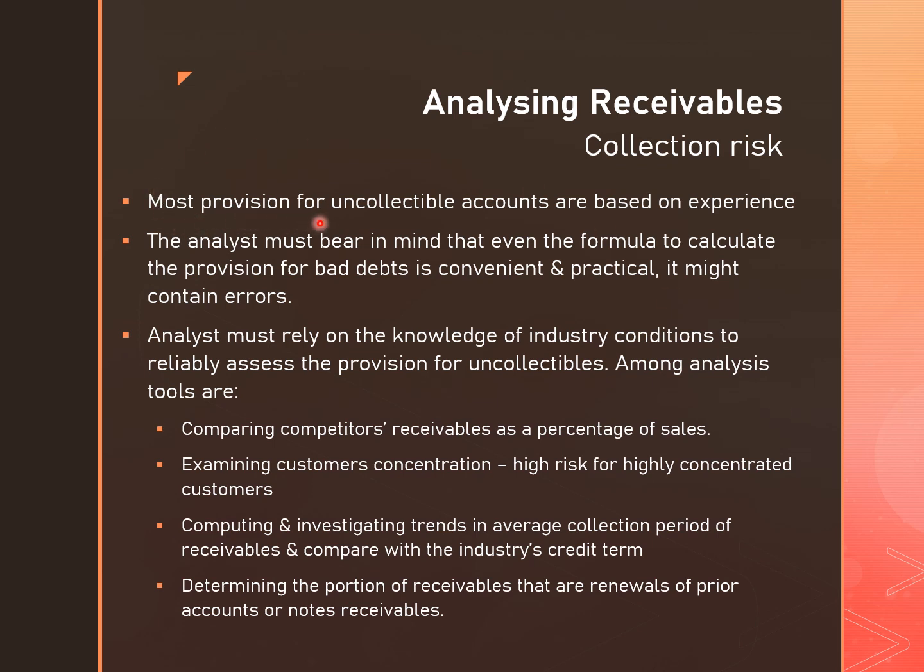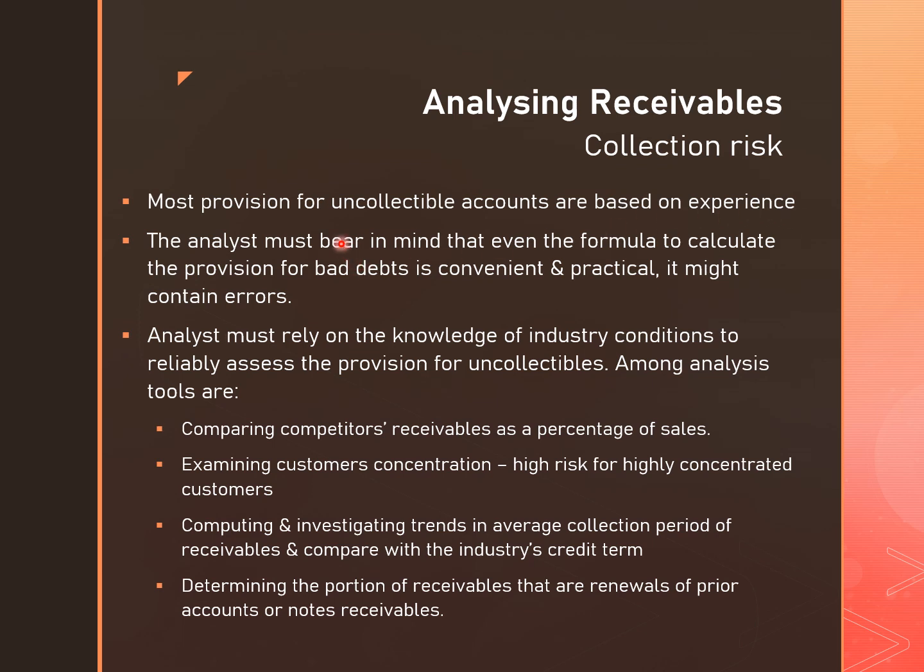So, kebanyakan provision untuk account receivable yang tak boleh collect ni, uncollectible ni adalah based on experience, which means that the manager ataupun the business, dia dah over years, dia dah develop the kebiasaan. Contoh macam kalau dia jual 100,000, dia akan estimate that mungkin 2% is bad debt ataupun doubtful debt. So benda tu adalah based on experience yang dia punya over the years lah, yang dihadapi over the years.